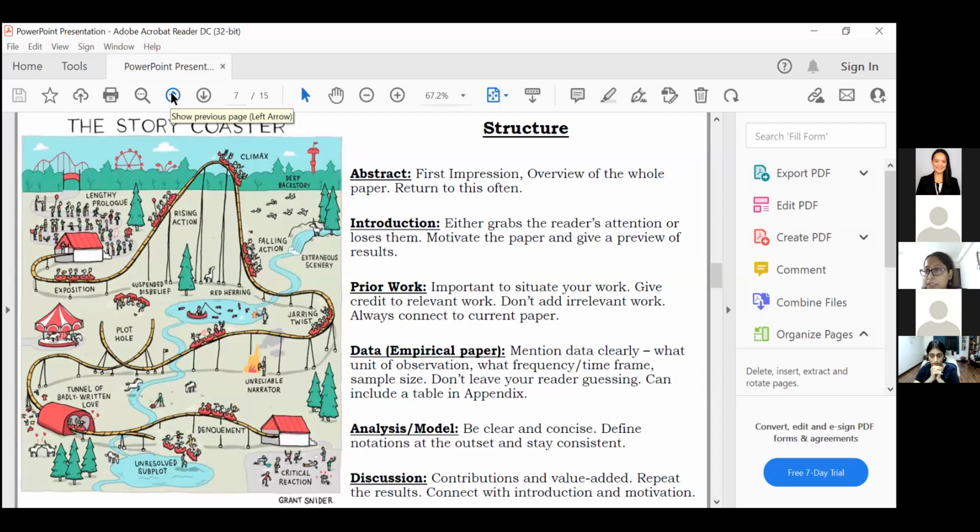Give credit to relevant work. So be liberal about citing papers that are really in your area of work. But at the same time, don't add irrelevant papers to inflate your citation count. Especially, don't add unrelated work by very famous people, hoping that it's going to somehow help you. It's not. Readers as well as journal editors and referees will often find out, and if it's irrelevant, then it's not going to help your case. And whatever you do, connect it to your paper.